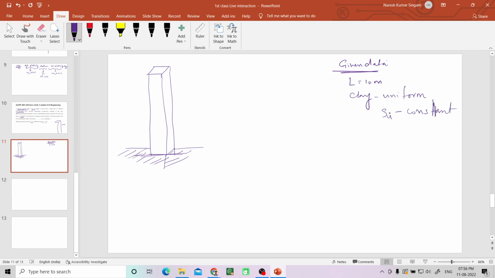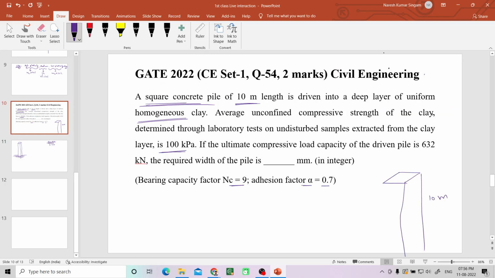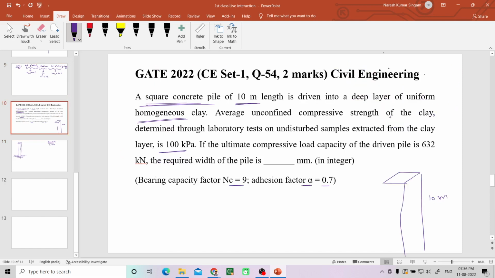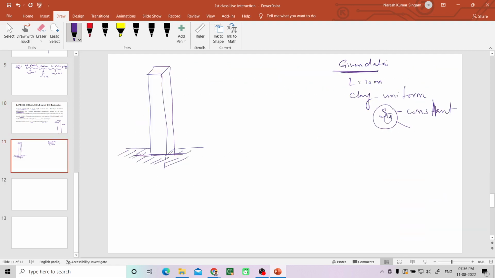Homogeneous clay. What is SU? By the way, SU is undrained shear strength. This U is referring to undrained and S is shear strength. I'm just writing like that. I don't know whether it is undrained or drained at the end, but I'm writing SU for the time being.